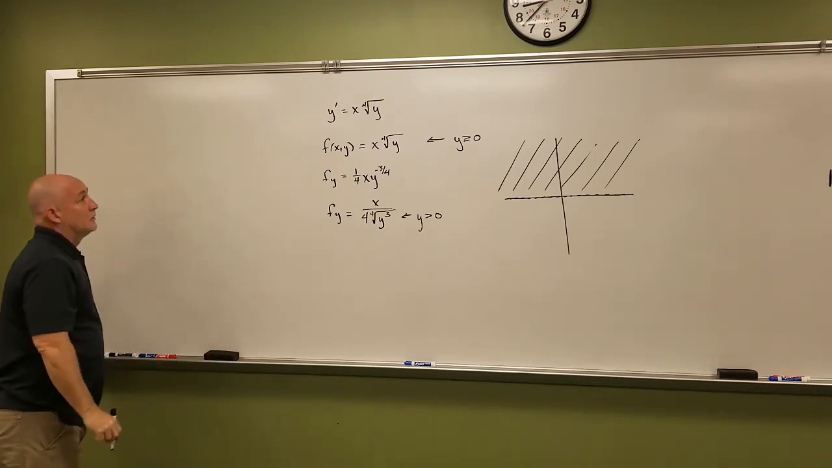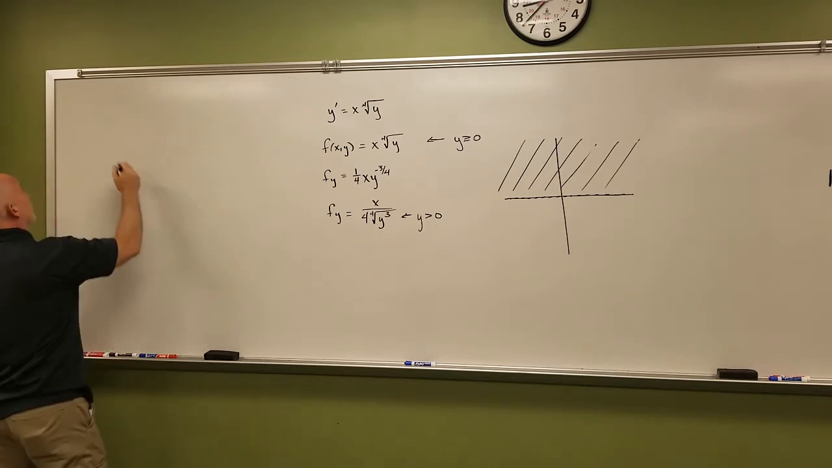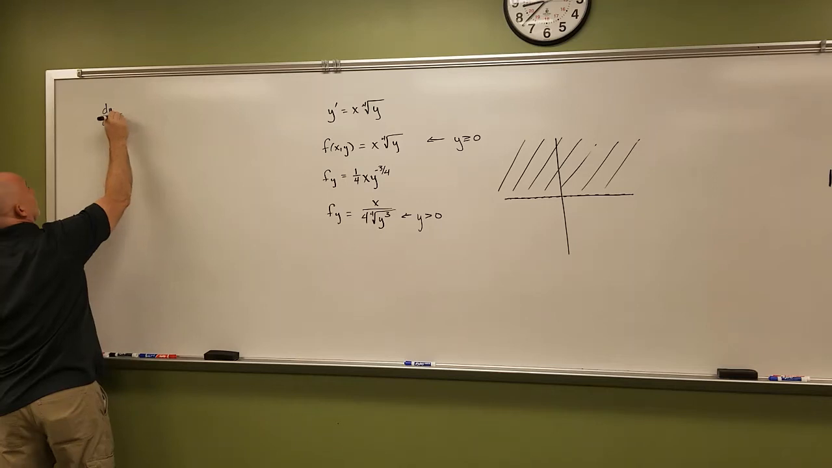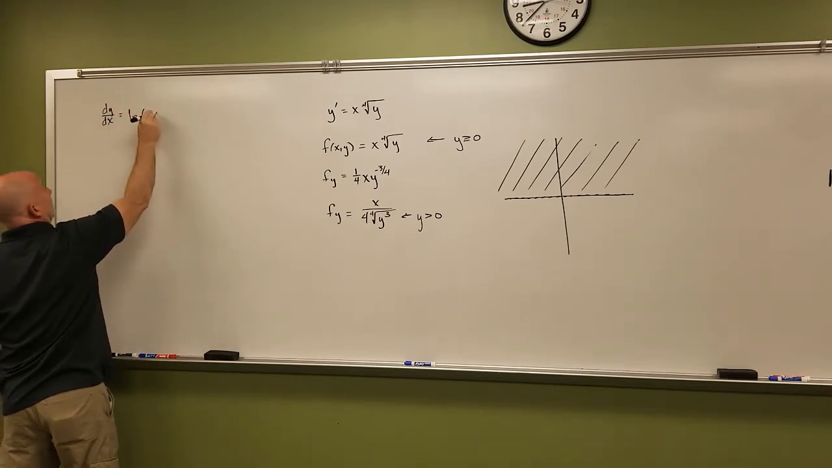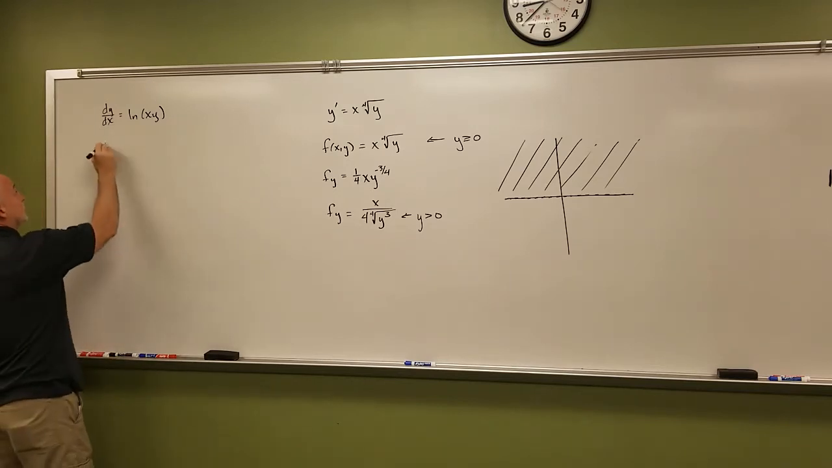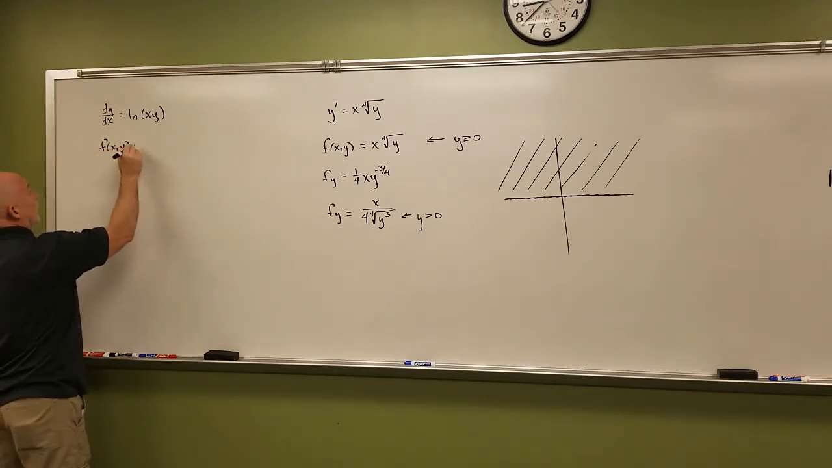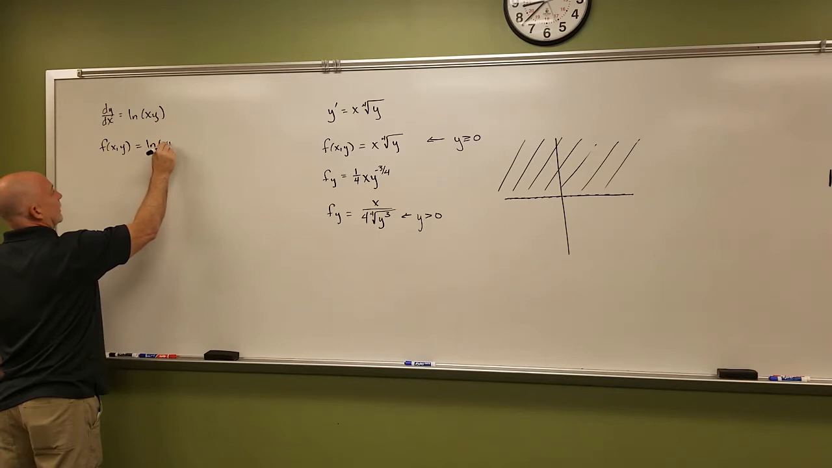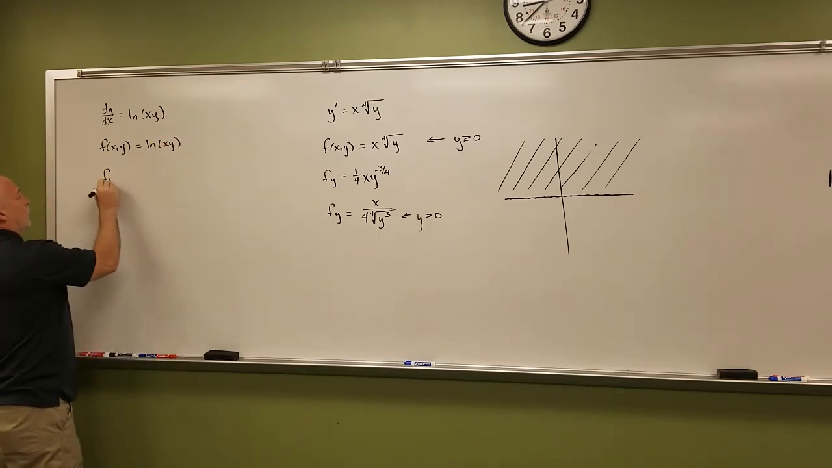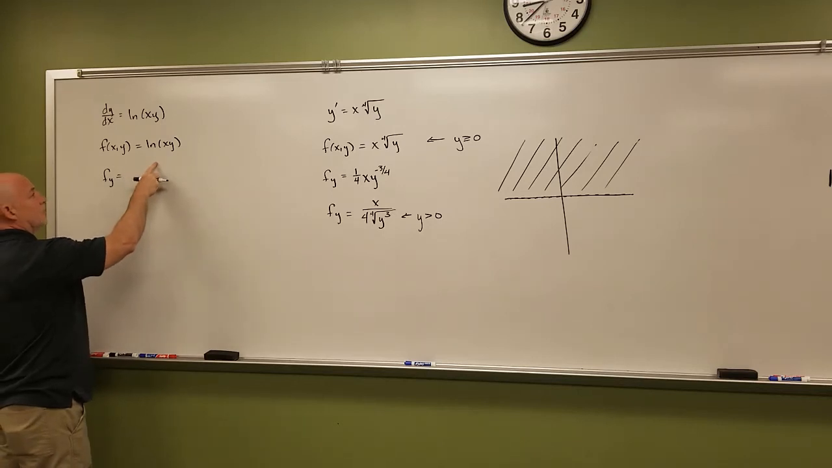All right, so let's try another one here. What if I said y prime is equal to the natural log of xy? So again, by definition, here's our f of x and y, the natural log of xy. All right, we also need f sub y, so the derivative of this with respect to y.